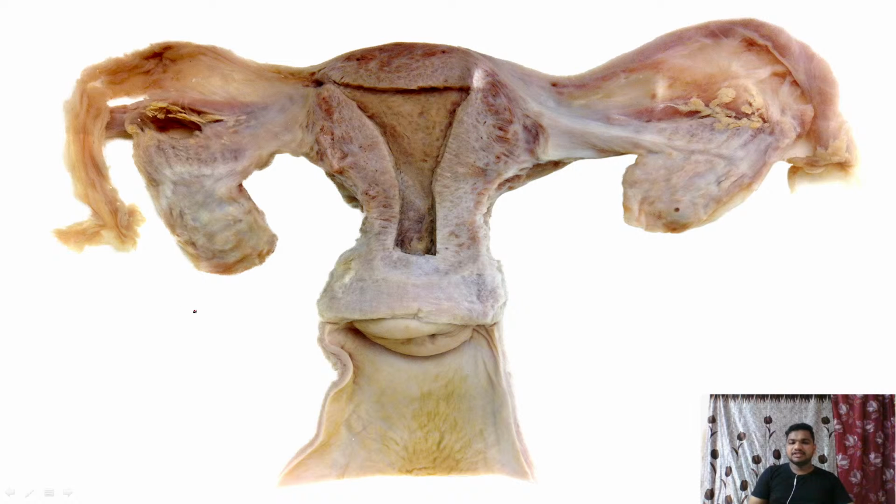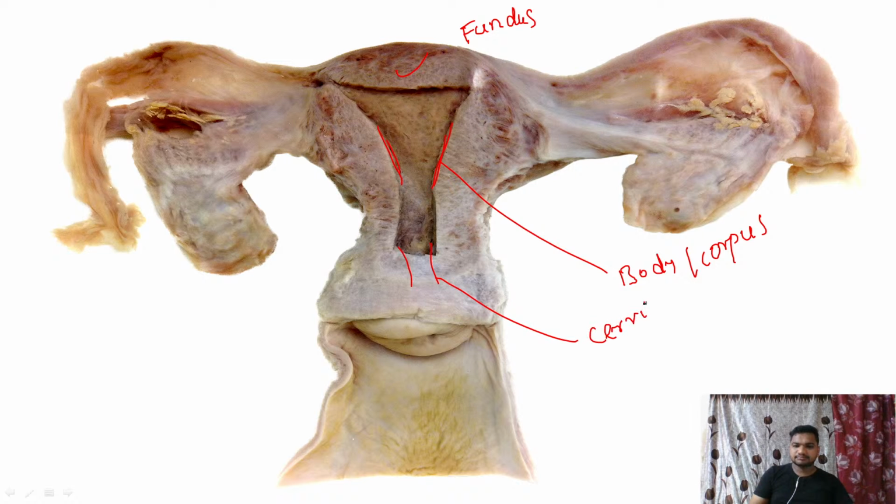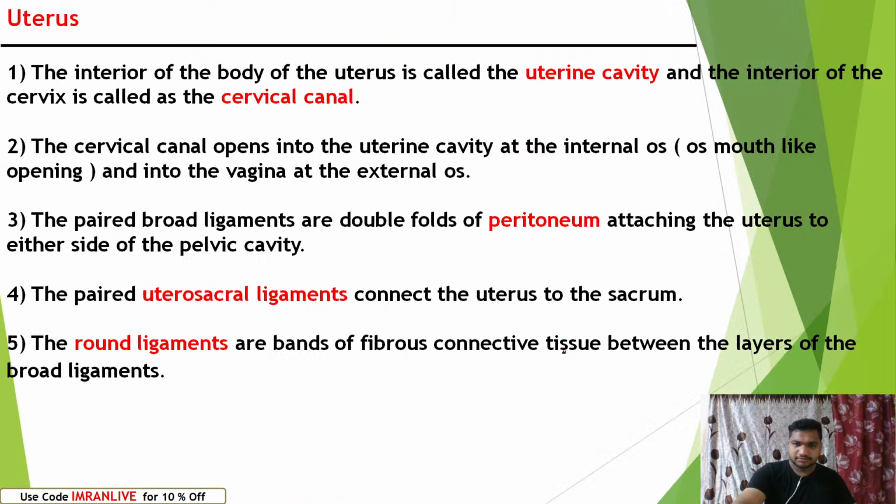You can observe on the screen a surgically removed uterus of a female. This region is called the fundus. This region is called the body or corpus. And this narrow region is called the cervix. This is the ovary. This is the fallopian tube. Got it? Let's go forward.